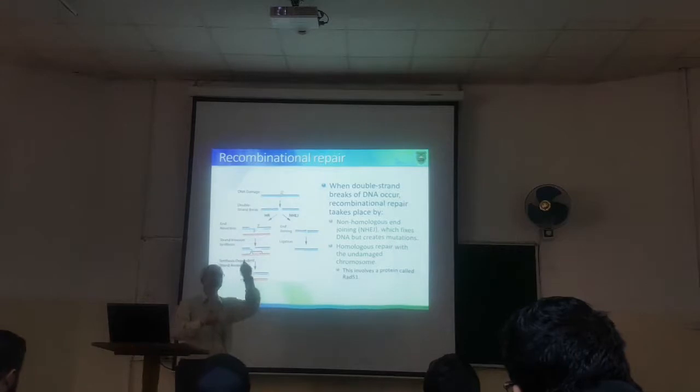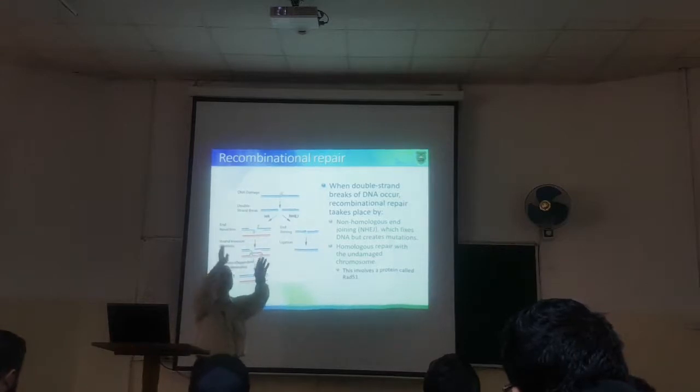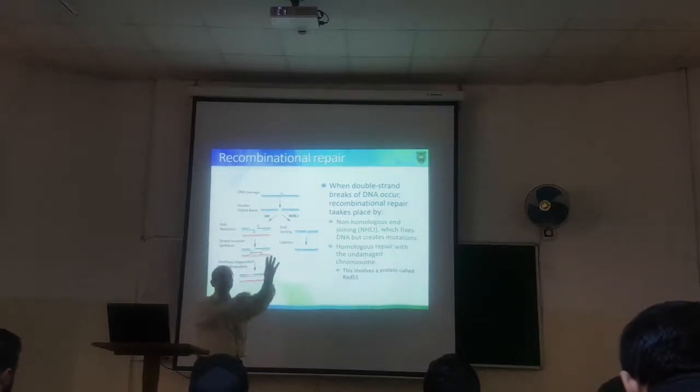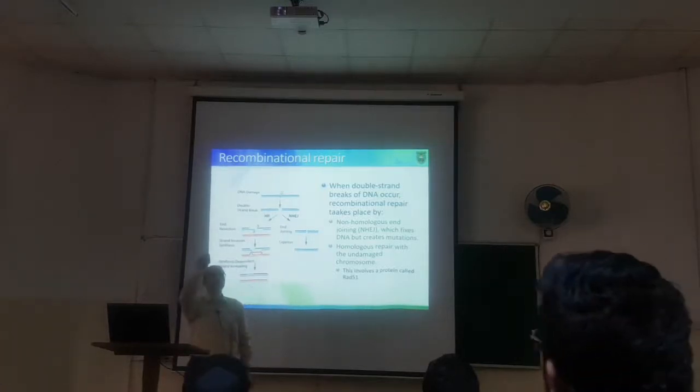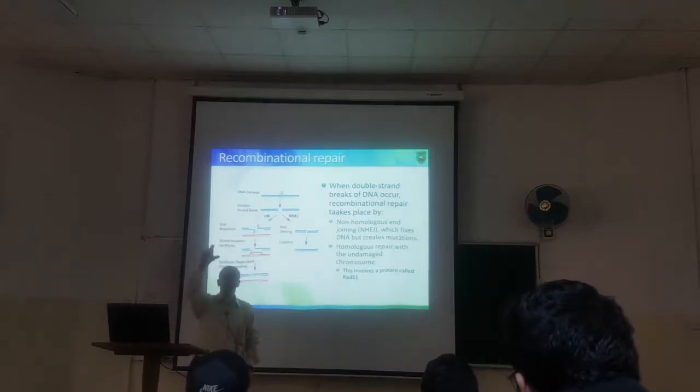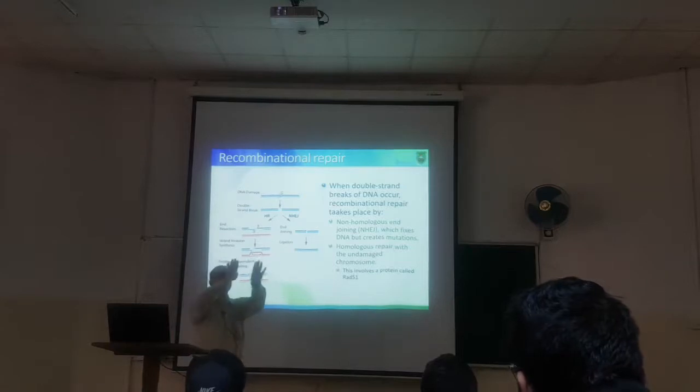So let's say one from the father, one from the mother. Let's say that one of them is damaged, and you have a double strand break or a missing strand. Well, it takes advantage of the other chromosome. It takes the same fragment, it aligns the two chromosomes together.